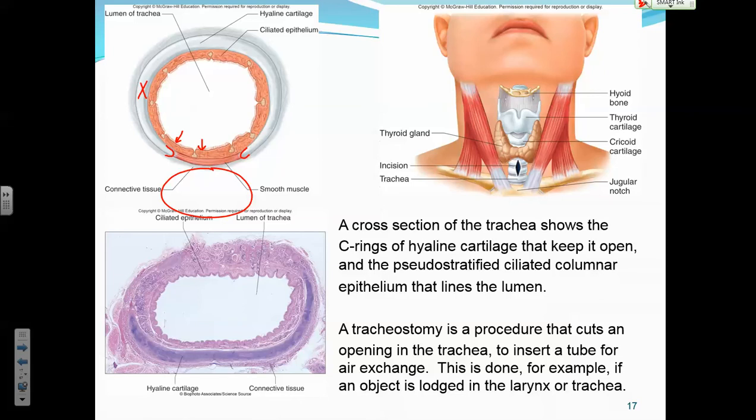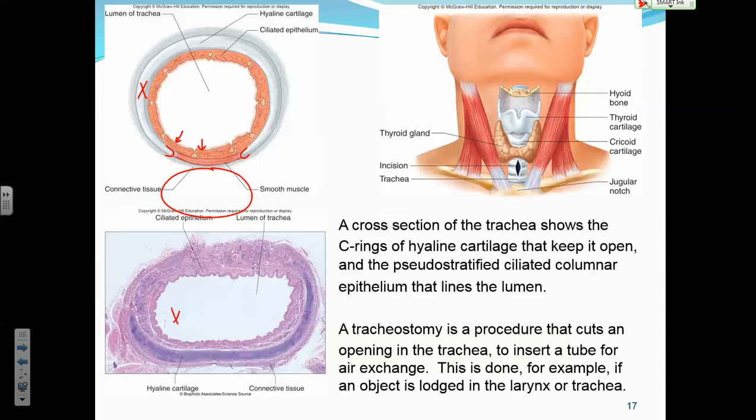And the slide you looked at for pseudostratified epithelium was probably a trachea slide. Okay, you can see both of those tissues easily. Here's the real thing under a very low magnification. Sometimes people have to have a tracheostomy done if there's a blockage in the upper airways.